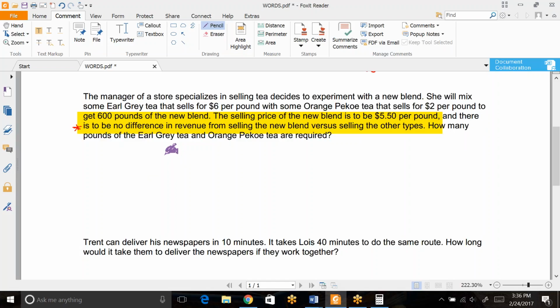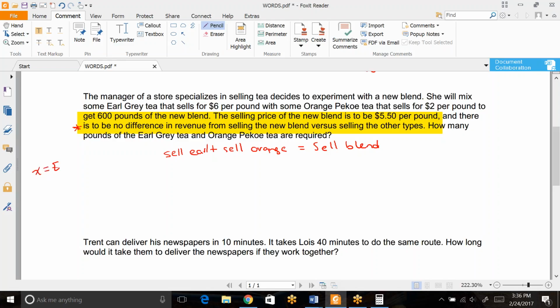So what we're saying is that selling the Earl by itself plus selling the orange by itself should equal selling the blend. That's what she meant by no difference in selling the individuals versus the blend. So now we have to talk about what we know. Well, we're going to let the Earl Grey be X.